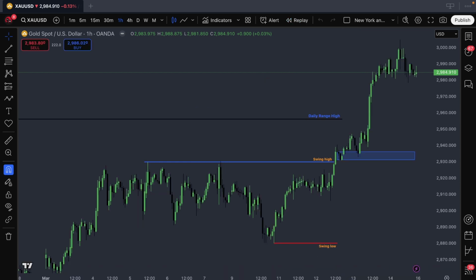And yeah, so bias comes from market structure, liquidity, and key levels. I'd like you to keep it simple when you're looking for your bias. Don't try to overcomplicate things. Just keep it simple for you so that at least you will still be able to keep up with your trades.